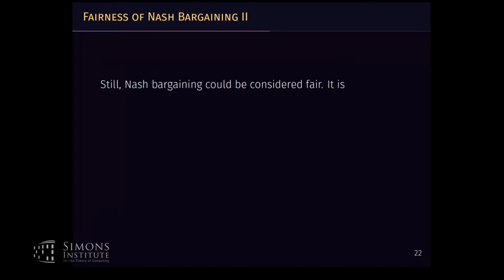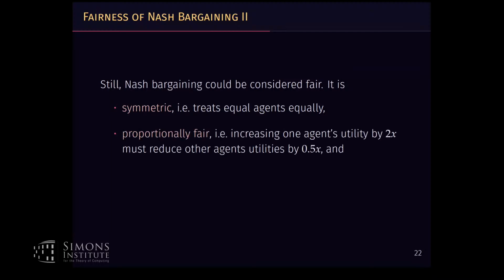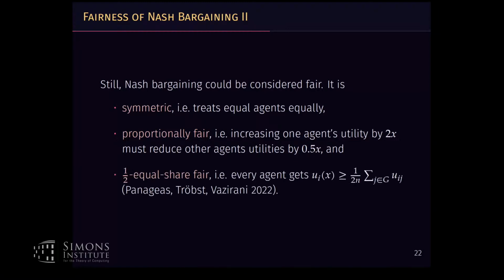But I don't want to say that Nash bargaining is not fair at all. It does have some fairness properties. So one is obviously one of the axioms: it's symmetric. It treats equal agents equally, which is kind of nice, but very easy to achieve. But it also has two other properties. One is that it's proportionally fair, which means that if you try to increase one agent's utility by, say, a factor of 2, then you cannot do that without harming the other agents by a factor of 1/2. And also, Nash bargaining satisfies a relaxed form of proportionality or equal share fairness, meaning that every agent gets at least half of what they would get if you just assign the items totally at random.